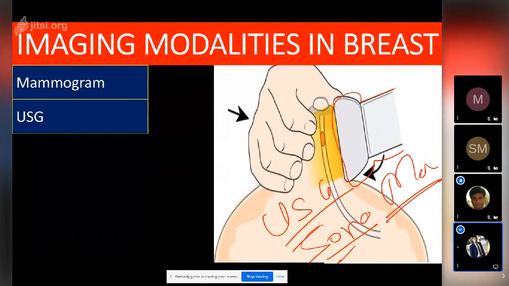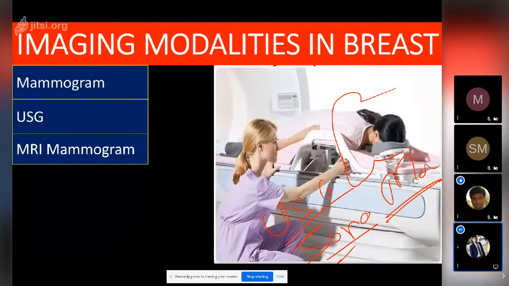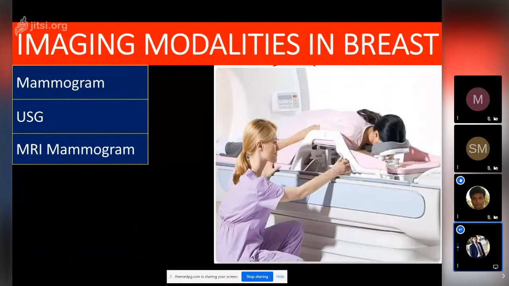This we can also do in case of a breast examination. Also we can do an MRI examination of the breast. We place the breast in the MRI machine, freely hanging down, and then we inject the contrast. Then we do multiple imaging sequences using the MRI machine. So this is nothing but MRI mammography. So we had ultrasound mammography, then X-ray mammography, then MRI mammography.